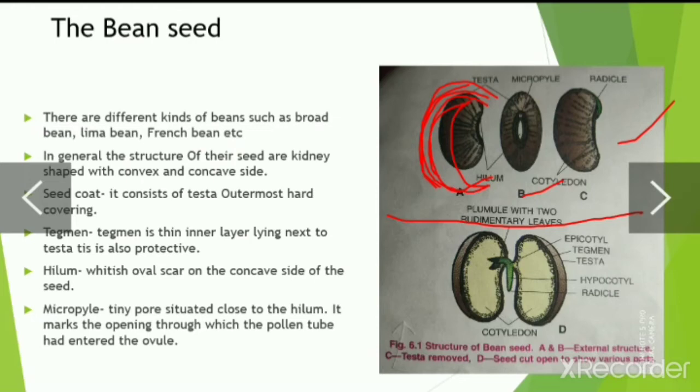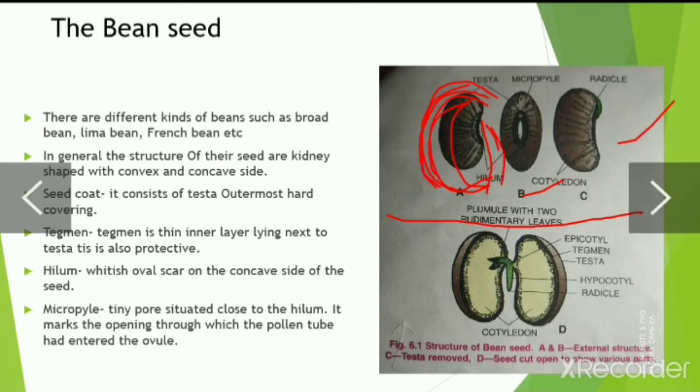which protects the delicate inner part of the seed from injury and from the attack of bacteria and fungi. And the innermost part is known as tegmen, which lies just beneath the testa, and it is also a thin inner layer which is also protective. So seed coats protect the seed from injury, from jerks, and from the attack of various pathogens. Okay, clear, students?